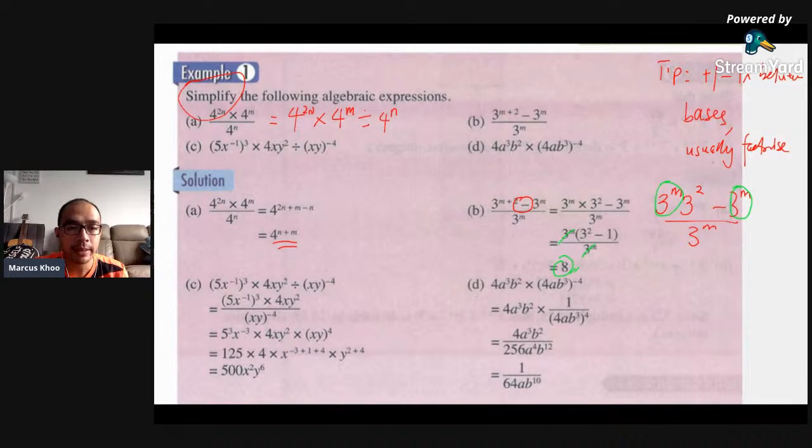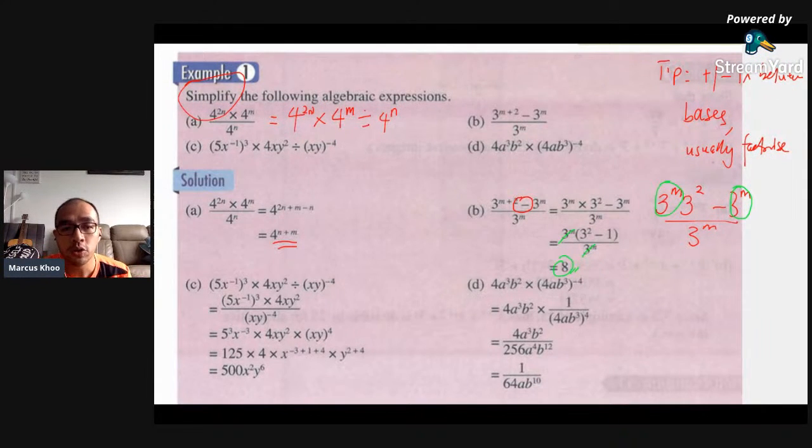Okay, example C. Example C is an example that involves different numbers, different bases, and different indices. So let's take a look at it. It looks very complicated, right? Actually, it's not that complicated. Let's think about it. 5x to the power minus 1, then to the power 3. Then 4xy squared divided by x. Wow, so many things.